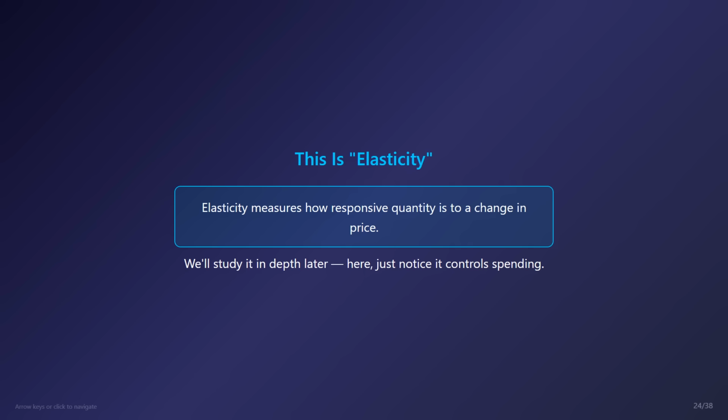This responsiveness has a name: elasticity. Elasticity measures how responsive the quantity demanded is to a change in price. We'll study it in depth in a later chapter. For now, just notice that it's what controls spending.